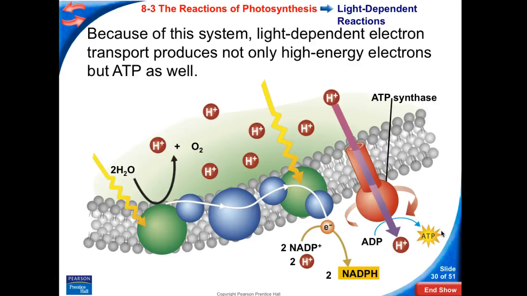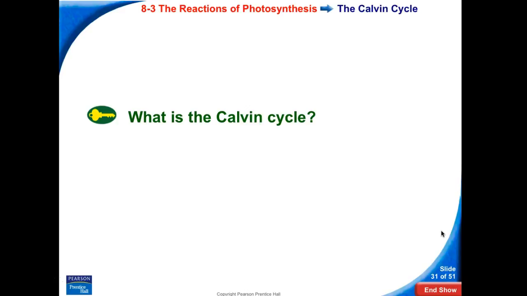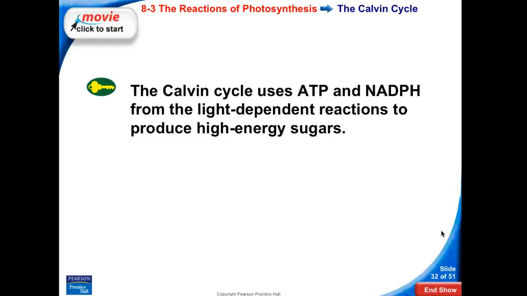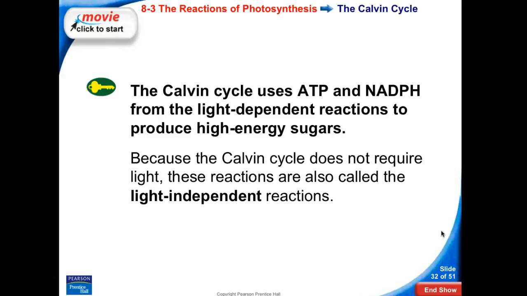So we are still inside a plant cell, inside the chloroplast, but for the second reaction, we are going to be in the stroma of the chloroplast, which is inside the chloroplast, but outside the thylakoids. So if we look, our key concept here is examining what the Calvin cycle is. The Calvin cycle uses ATP and NADPH from the light-dependent reactions to produce high-energy sugars. So that is what we are going to get out of this reaction, high-energy sugars. Because the Calvin cycle does not require light, these reactions are also called the light-independent reactions.